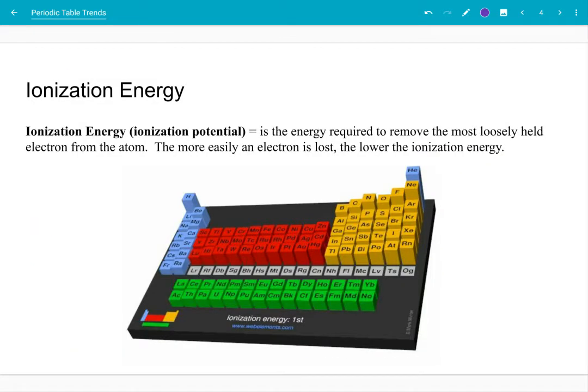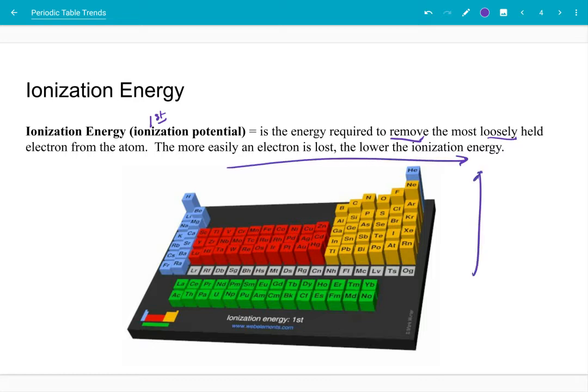So then the next trend is ionization energy. On your periodic table, it's written as first ionization potential. You'll find that there are actually second, third, fourth different ionization energies. We're going to focus only on the first one. It is the energy required to remove the most loosely held electron from the atom. So the more easily an electron is lost, the lower the ionization energy.